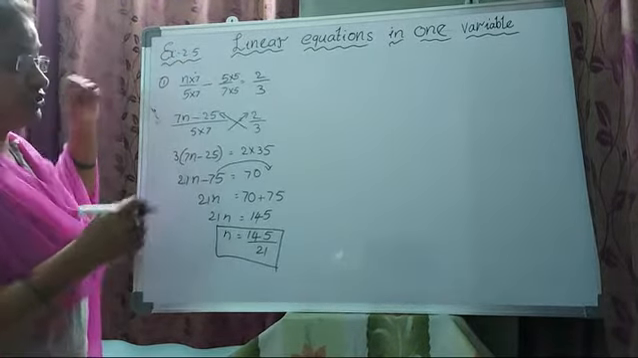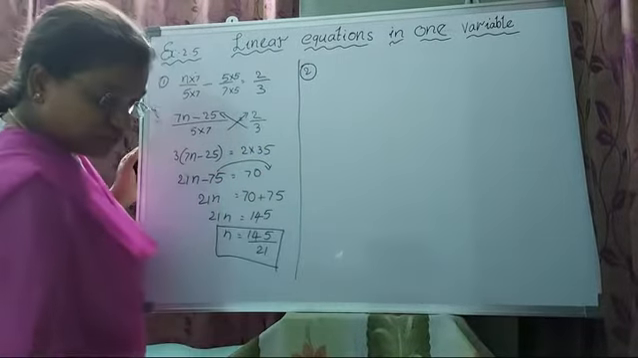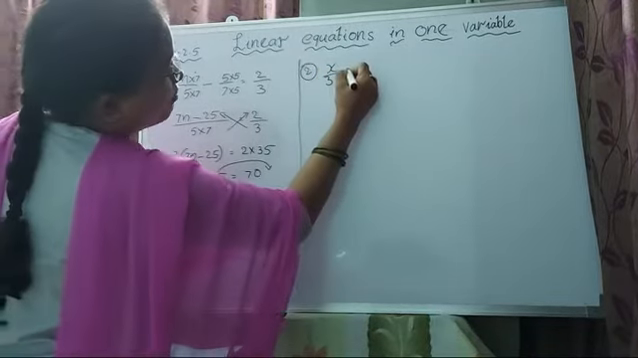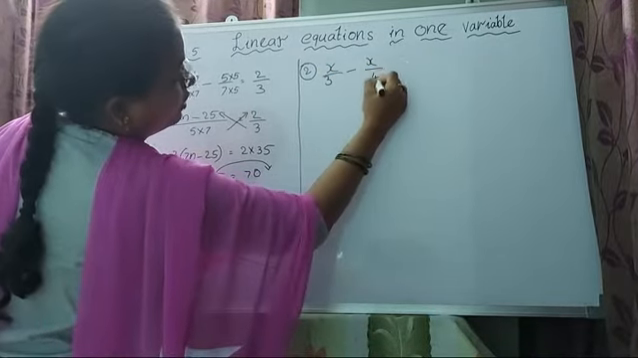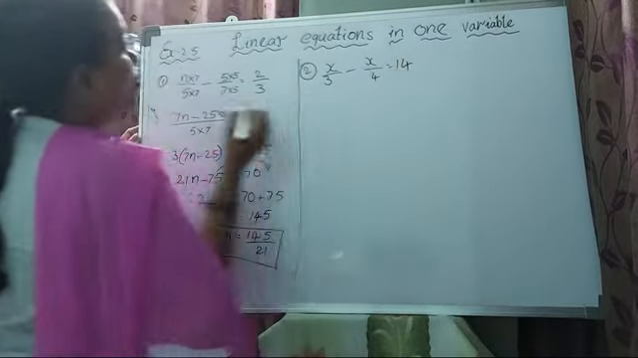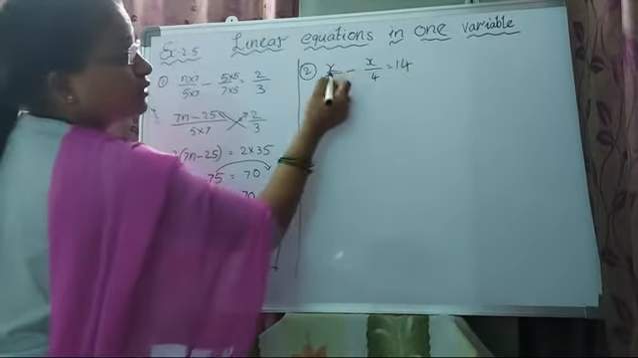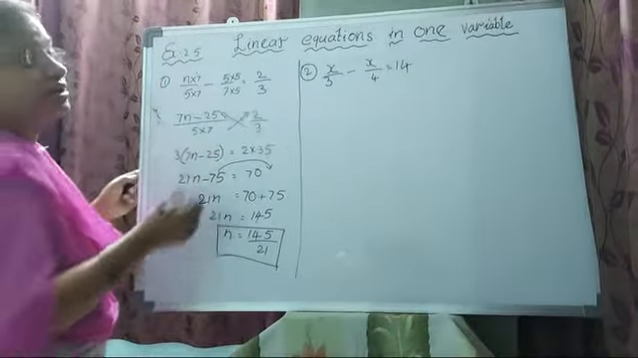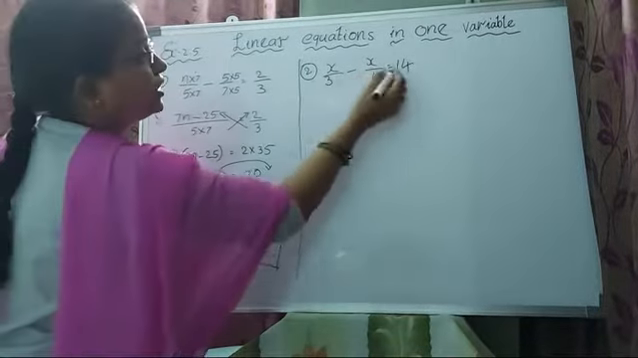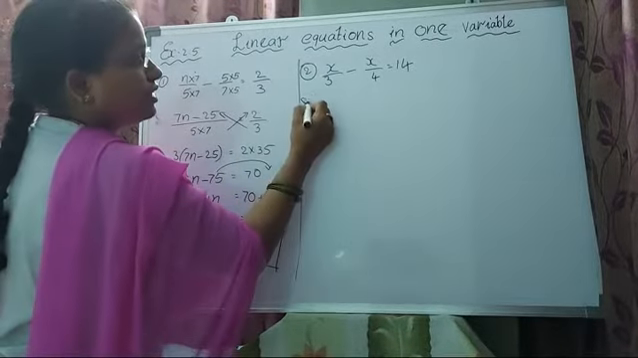Exercise 2.5, first one. So if you see the second problem, same like this only. x by 3 minus x by 4 is equal to 14. See here, only one variable, the same variable appears in two terms. We will see how to solve this. Solution is nothing but finding the x value.